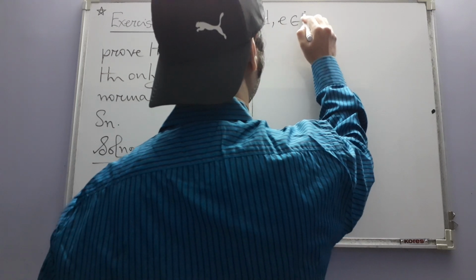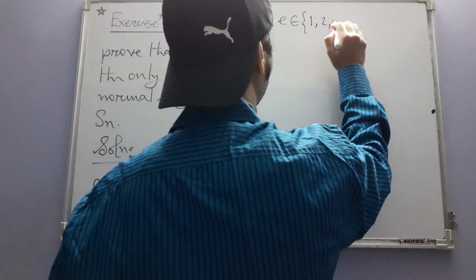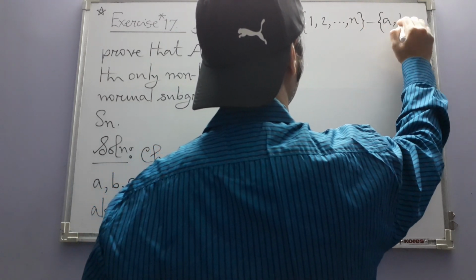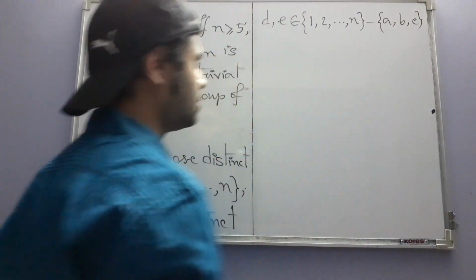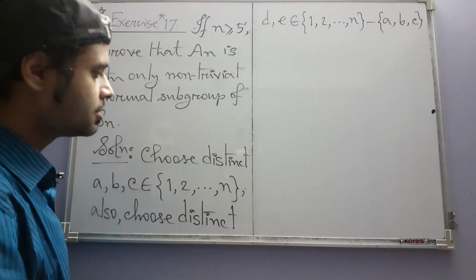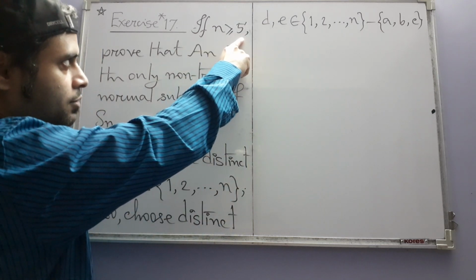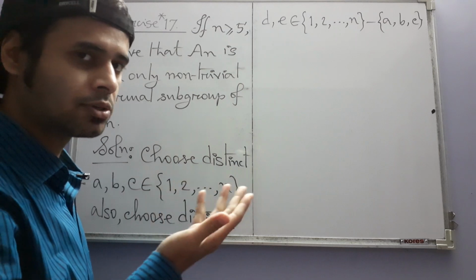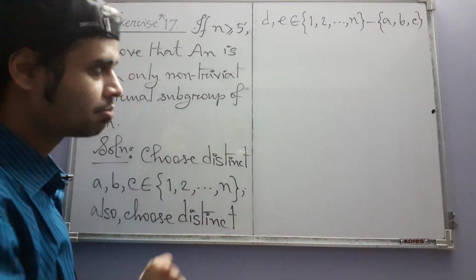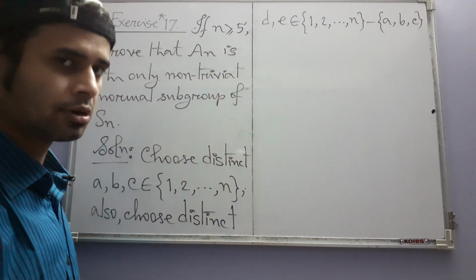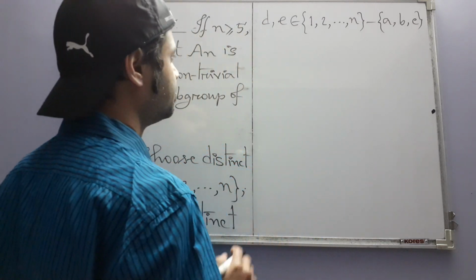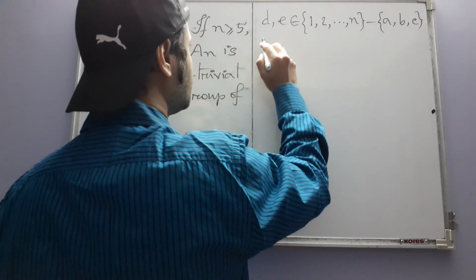D and E, again from the set of n available symbols, but now D and E are different from the previous choices. And note that we can do this because n is at least 5. So even when n is 5, we will be able to make these 5 choices. You can see that the way we have chosen these symbols, we need 5 distinct objects, so that at least 5 of them are there.